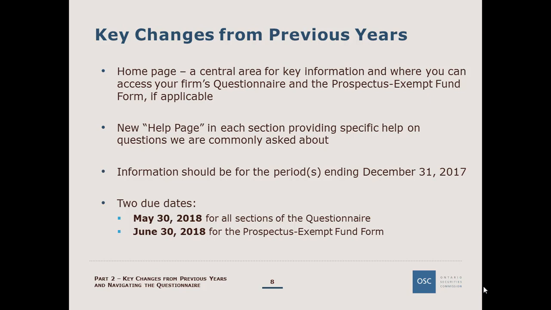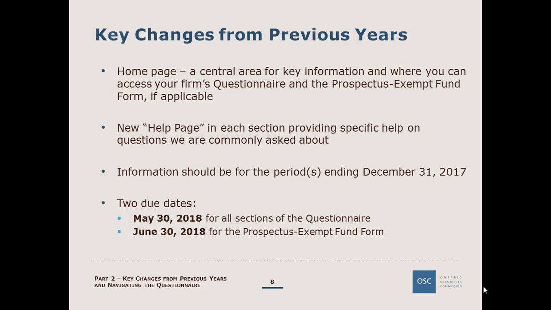So what are the other key changes? We have developed a home page for the questionnaire. It is a central area for key information, and it is where you can find a status table that allows you to open the sections of the questionnaire that are applicable to your firm. The home page is also where you can download the spreadsheets for questions related to referral arrangements and founders fee arrangements, or the spreadsheet relating to the Prospectus-Exempt fund form.